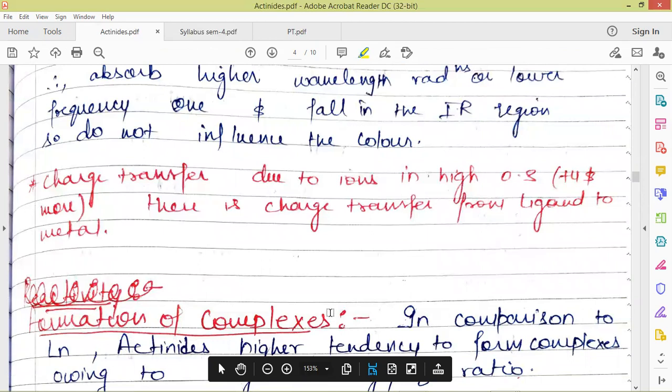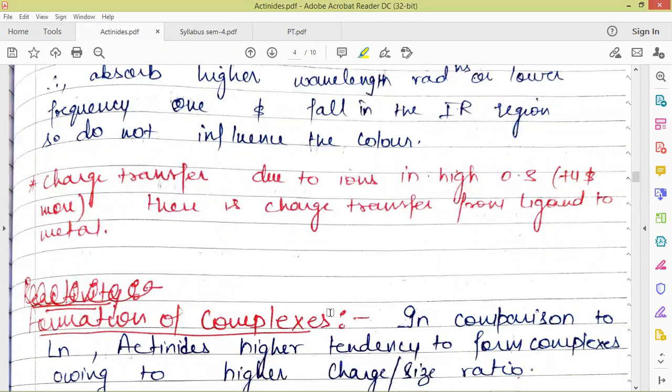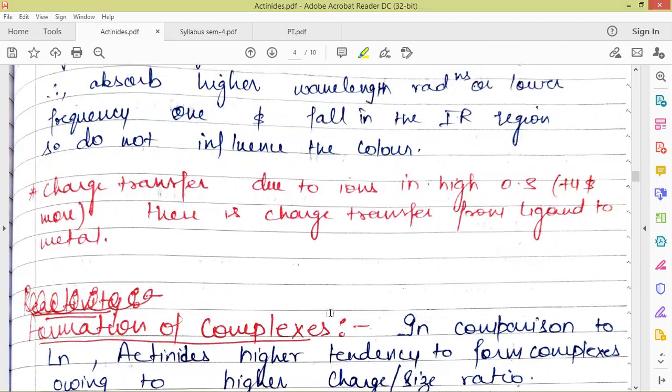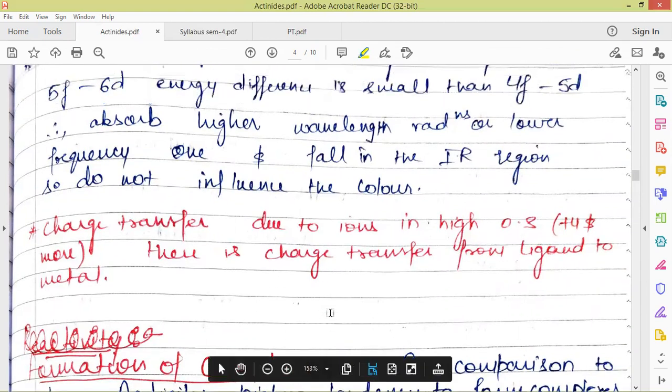Next, we have formation of complexes, the tendency of the actinides to form complexes. This topic we will be discussing in the next video.